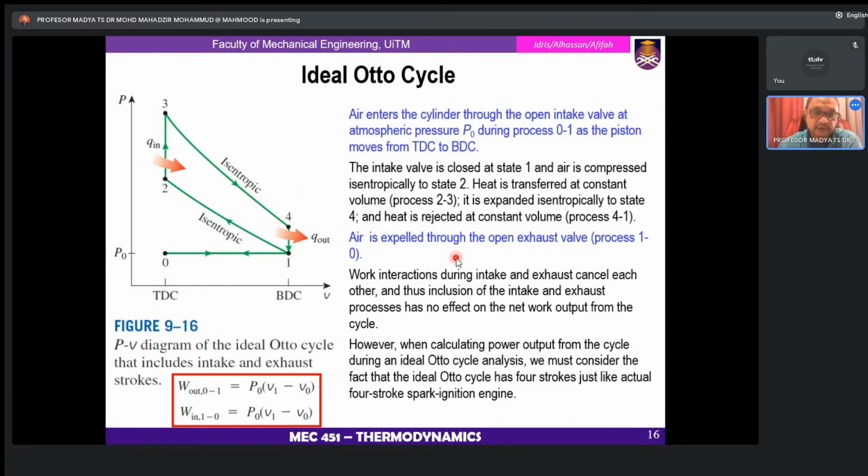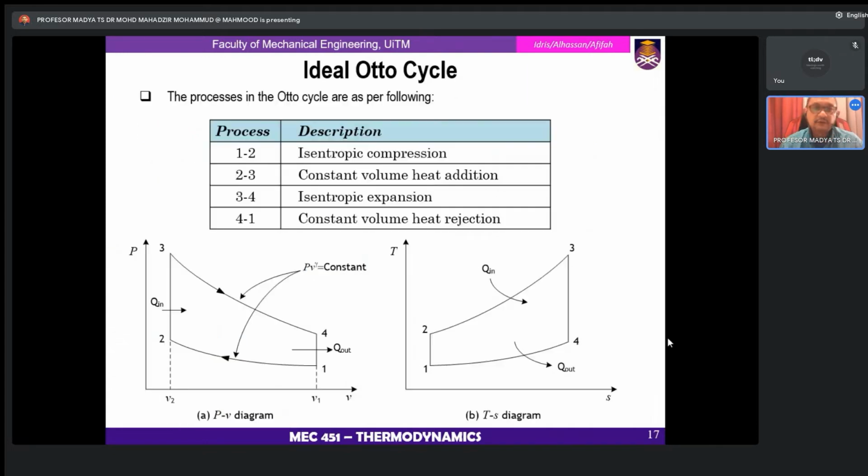However, when calculating power output from the cycle during an ideal Otto cycle analysis, we must consider the fact that the ideal Otto cycle has 4 strokes, just like an actual 4-stroke spark ignition engine. Work out from state 0 to 1 is P(V1 minus V0), and work in from state 1 to 0 is P0 times (V1 minus V0).